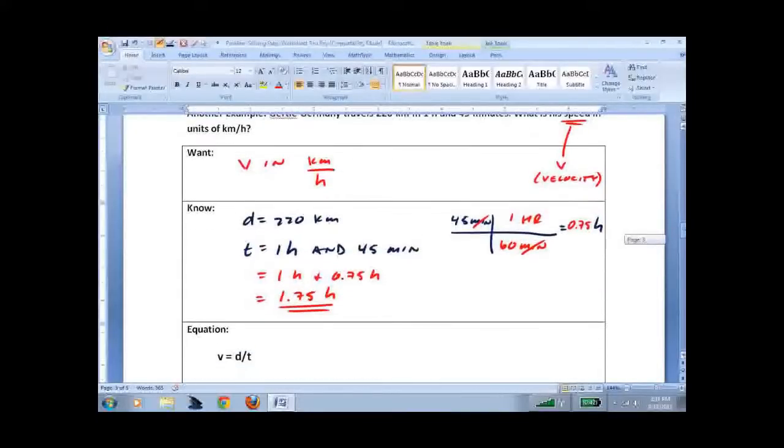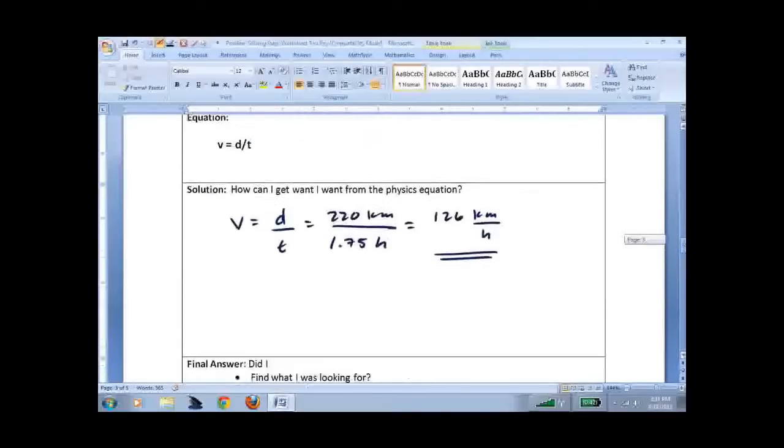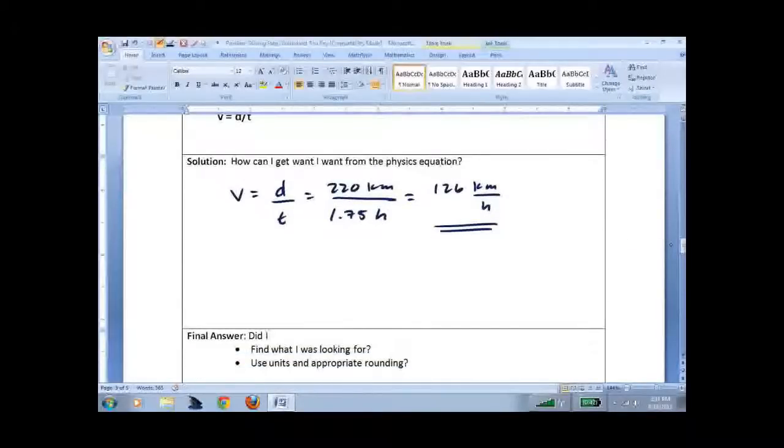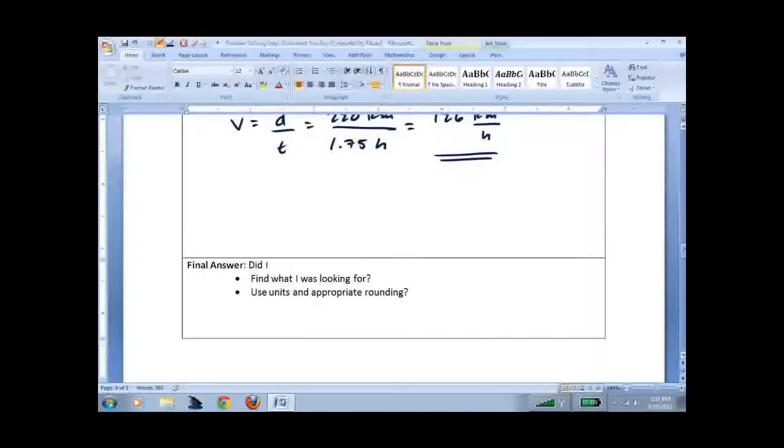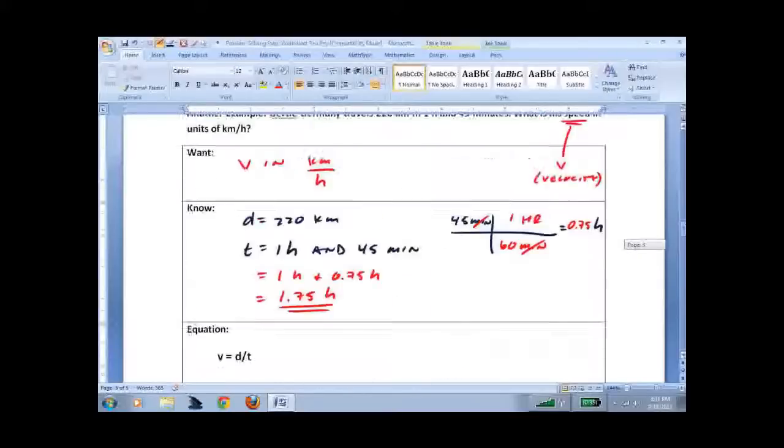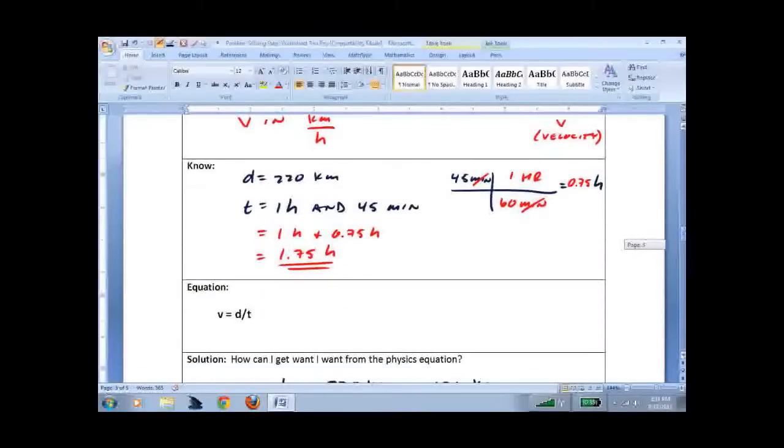Now, let's go and check it. And we'll check the distance. So to check it, did I get what I was looking for? Yes, kilometers per hour. Units and appropriate rounding. Well, I decided to go to the nearest ones, even though the instructions didn't give it to us.